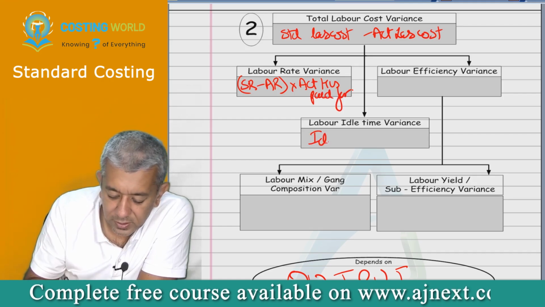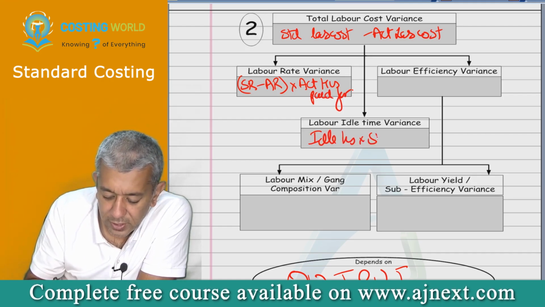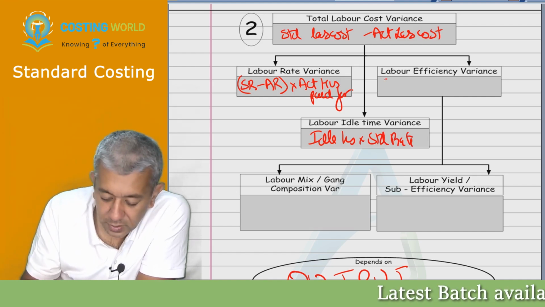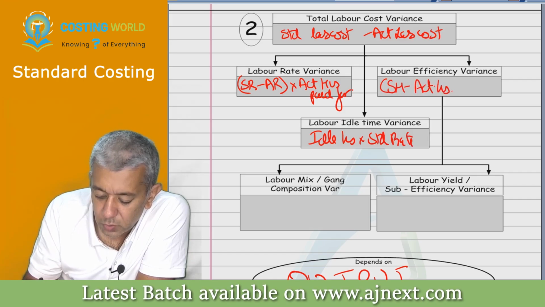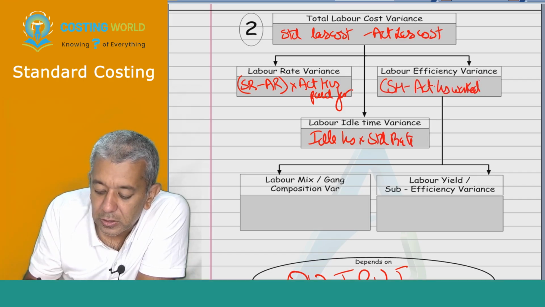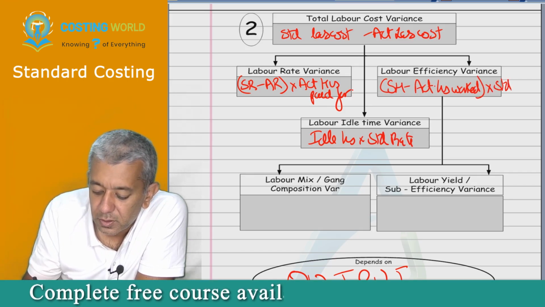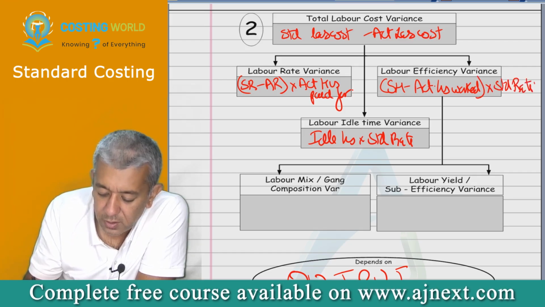Idle time variance is idle hours into standard rate. These are standard hours minus actual hours worked into standard rate.